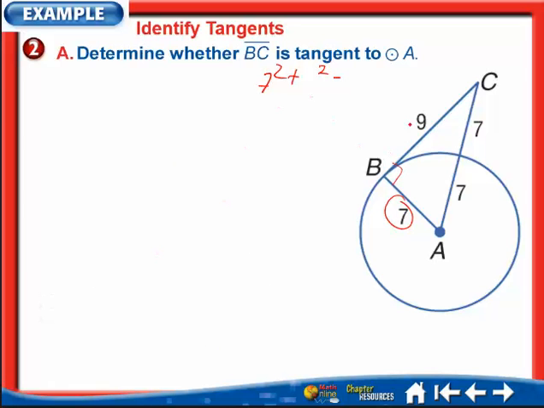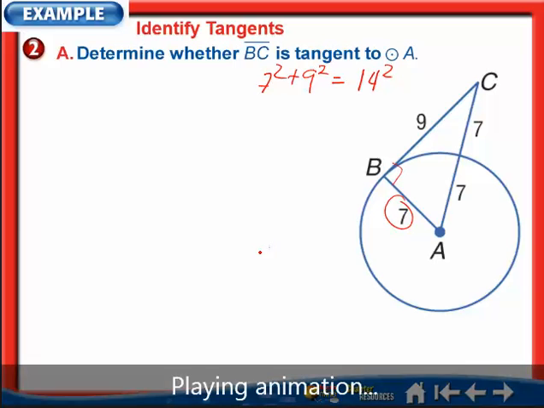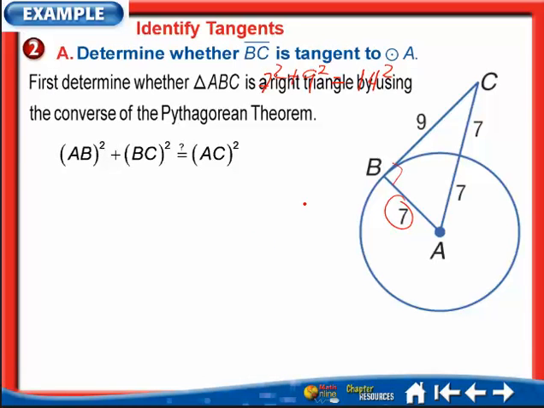It'd be 9 squared here, and that's going to equal the 14 squared. Okay, so I got that by squaring each leg. AB squared plus BC squared is going to equal AC squared, plugging in the numbers here. Now I've got to square everything.